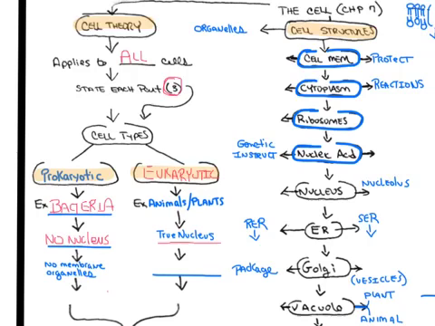Another distinguishing factor that separates prokaryotic from eukaryotic is that bacteria and prokaryotes do not have membrane-bound organelles, where eukaryotic cells have many membrane-bound organelles, and each of those organelles has a certain function that plays a key role in the cell's activities.